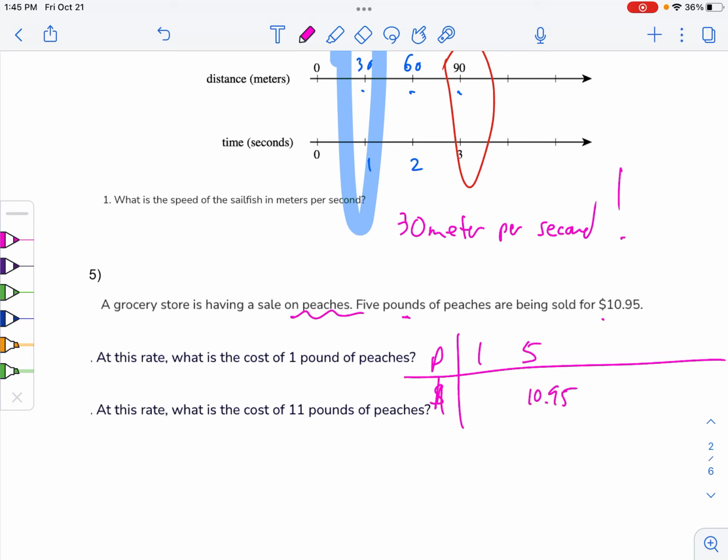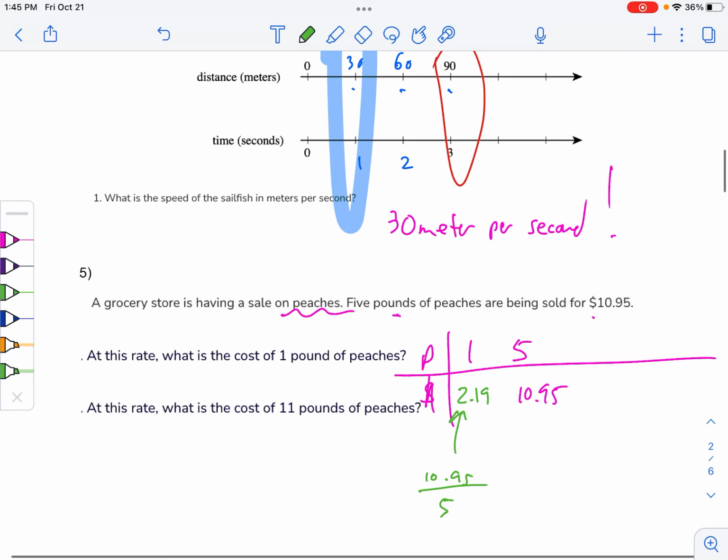10.95. You know, I am going to do unit rate. That's super helpful. So for this one, I'm going to take 10.95 and divide it by 5 because that's for 5 of them. If I divide this, I'm going to get how many for 1? 10.95 divided by 5 is $2.19. I'm not sure if that's a lot for a peach. Oh, it's a pound of peaches. Oh, that makes more sense.